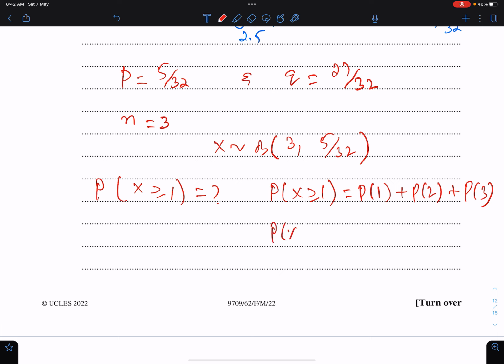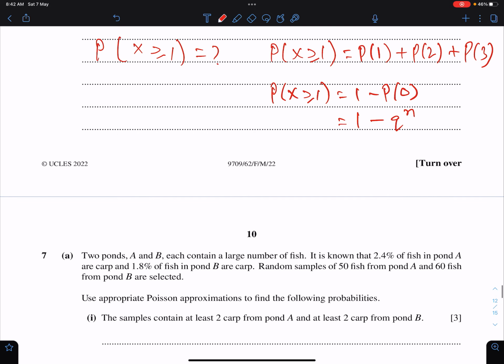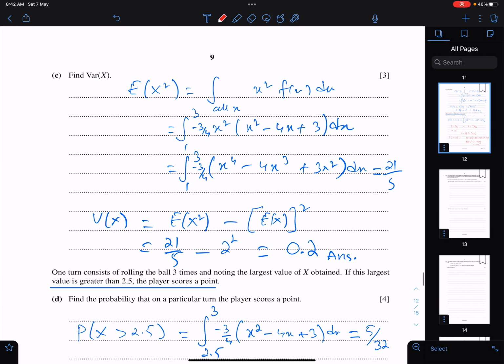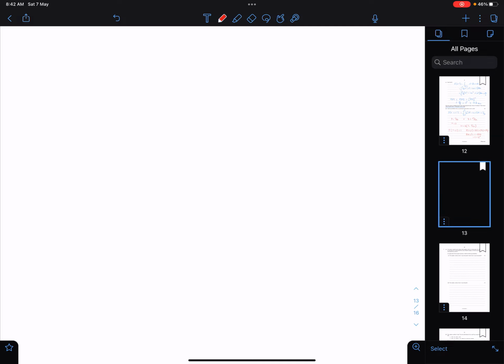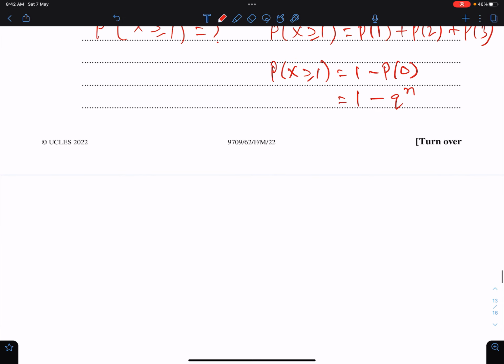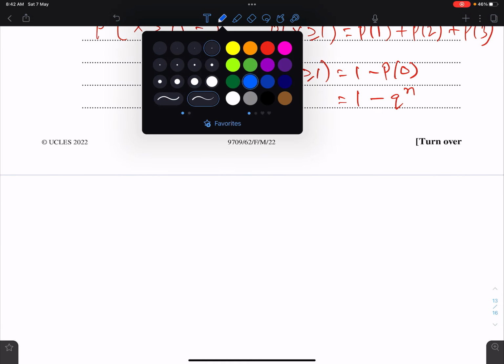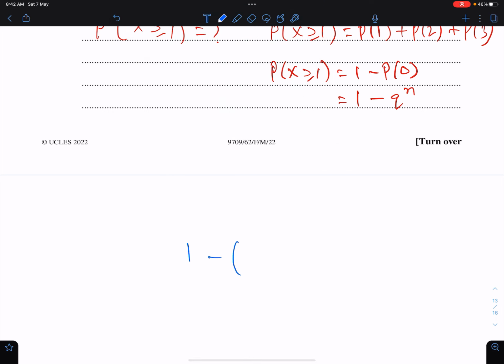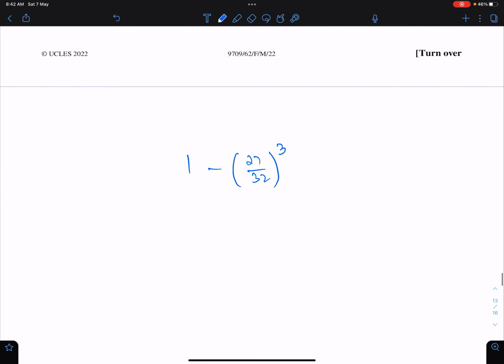We can find this probability in this way: 1 minus P0, and this is 1 minus Q power N. So we have 1 minus Q is 27 over 32, N is 3. Hence the probability is 0.399, correct to 3 significant figures.